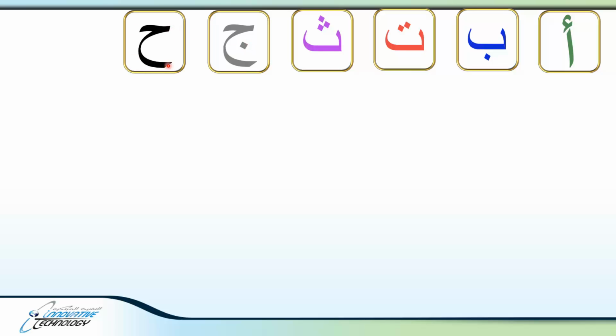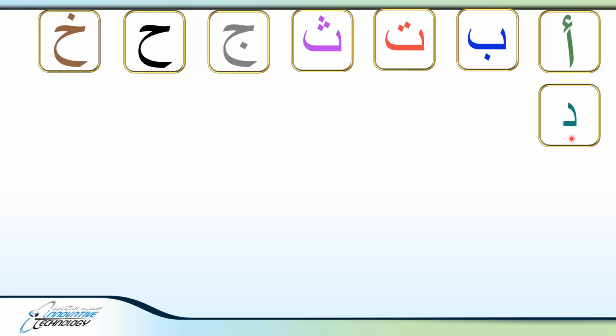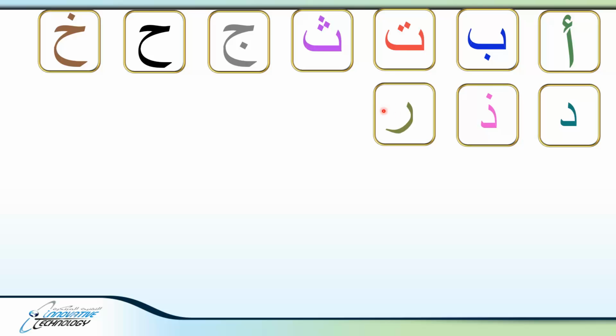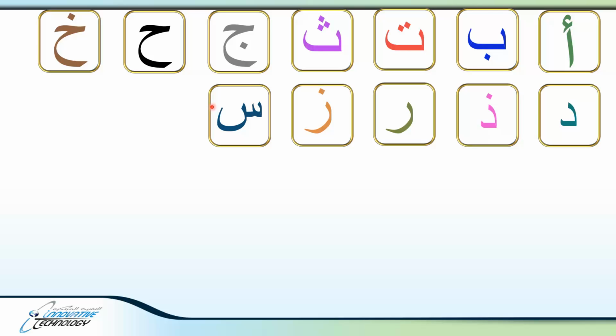Similarly, the ha is like the jim without a dot, and the kha is like the ha with a dot on the top. The dal, a corner letter. The dhal is like a dal with a dot on top. The ra is an arc. The zain is an arc like the ra but with a dot above it. And the sin, teeth, and a semicircle. The sheen, like the sin, teeth with semicircle with 3 dots.